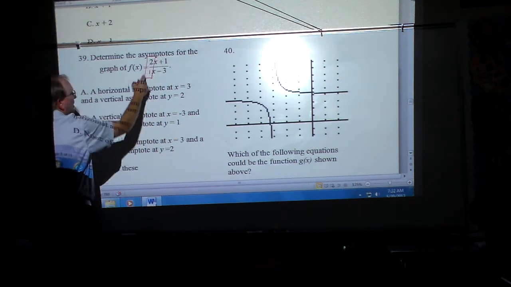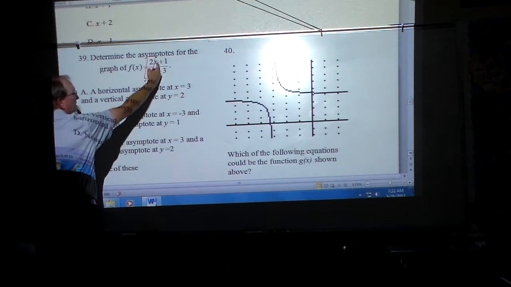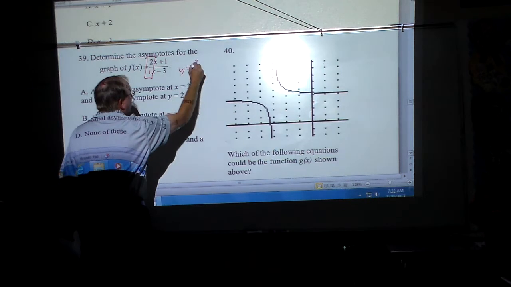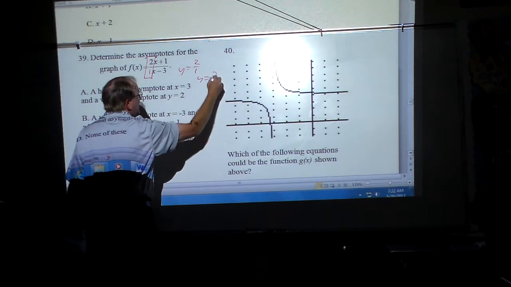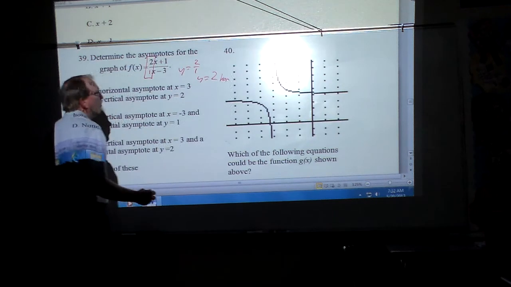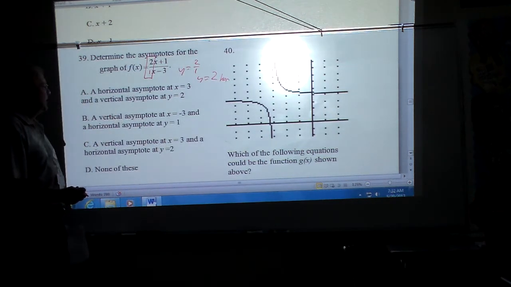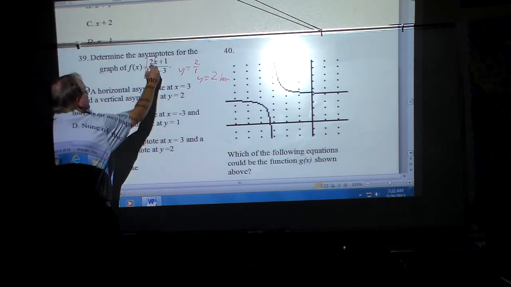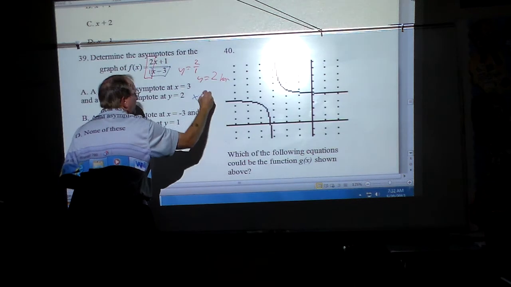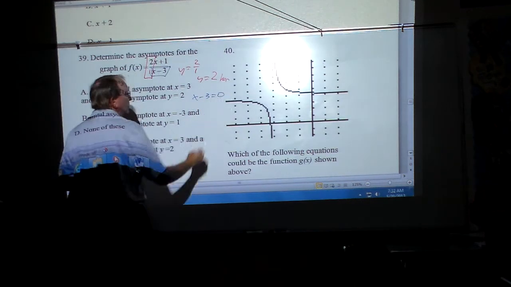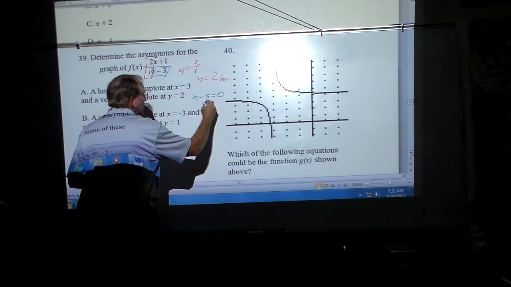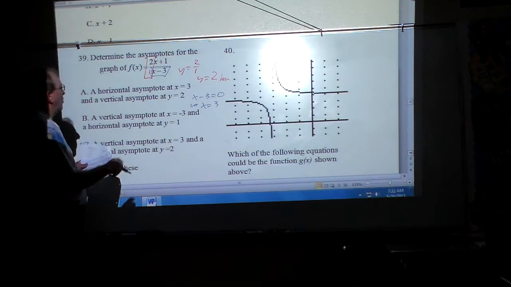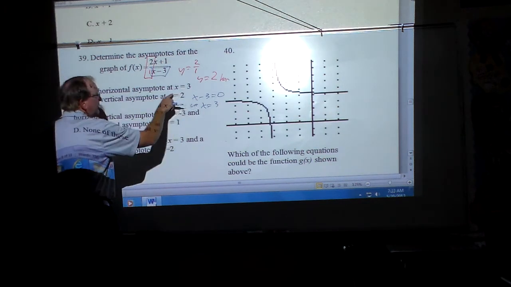Horizontal asymptotes are based strictly on the leading coefficients of the highest degree. Both these degrees are 1. So it is y equals 2 over 1, or y equals 2, which makes this a horizontal asymptote at y equals 2. And the vertical occurs when the denominator cannot be 0. So x minus 3, when it equals 0, is where the asymptote is. Add 3 to each side, so it's x equals 3, which makes the vertical. So I know there's a horizontal at y equals 2, and a vertical at x equals 3.